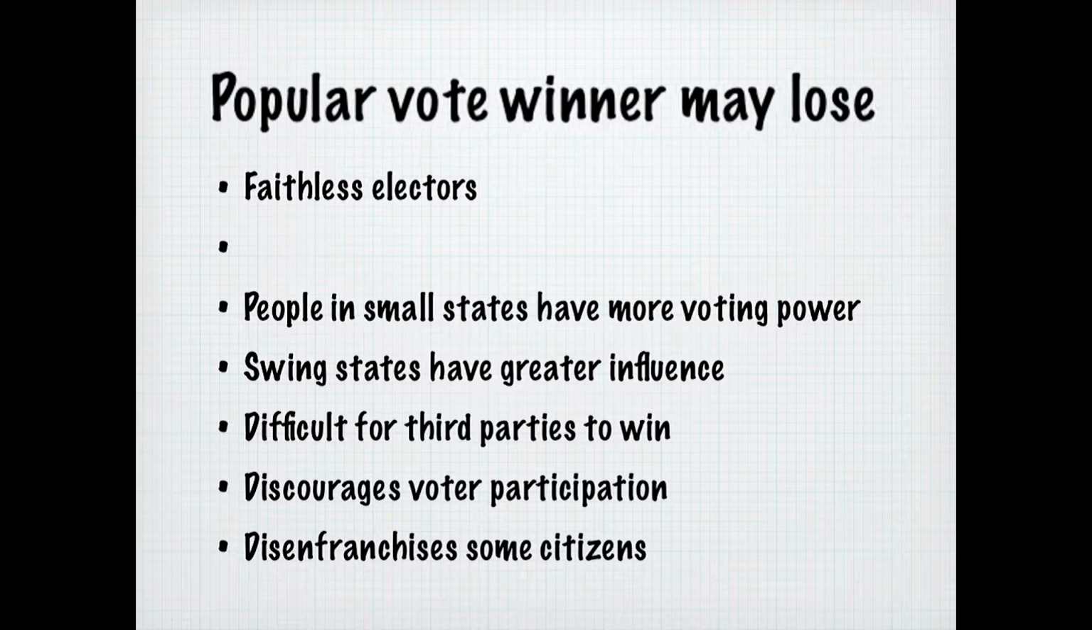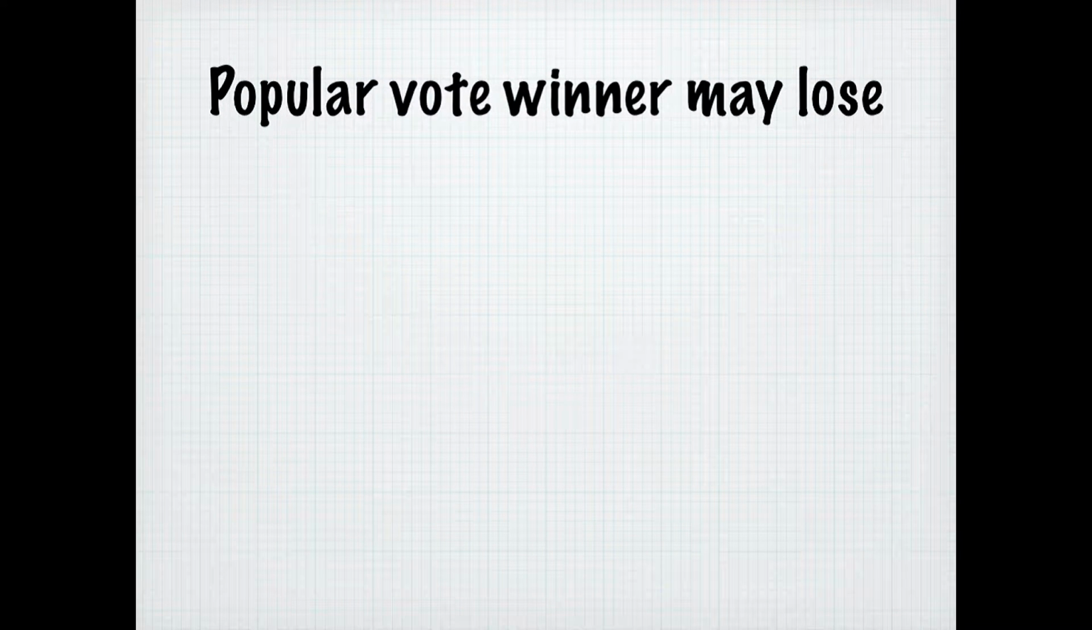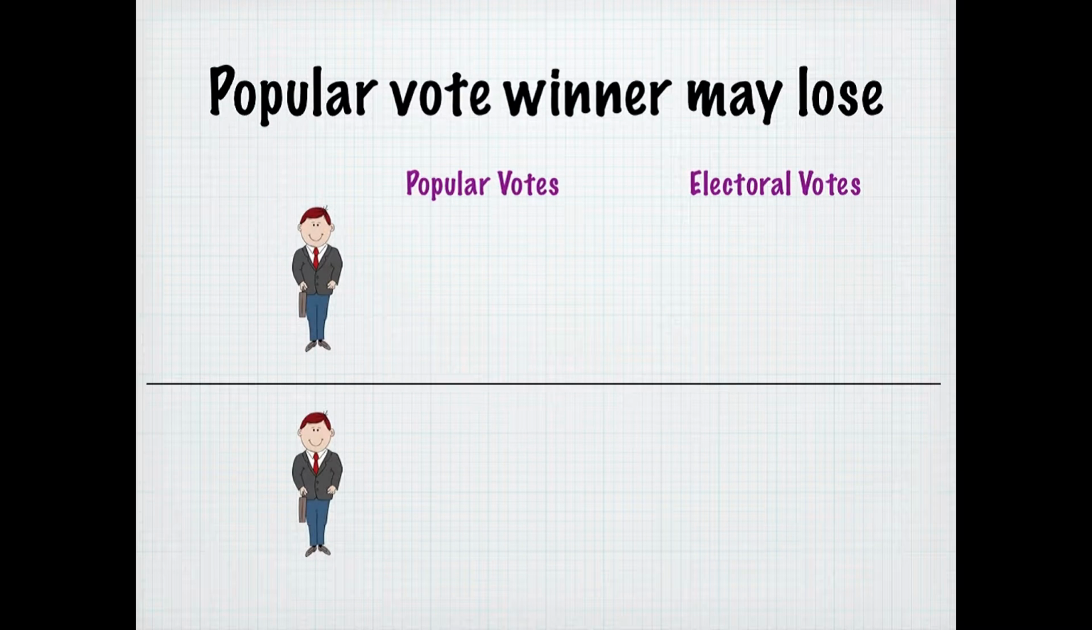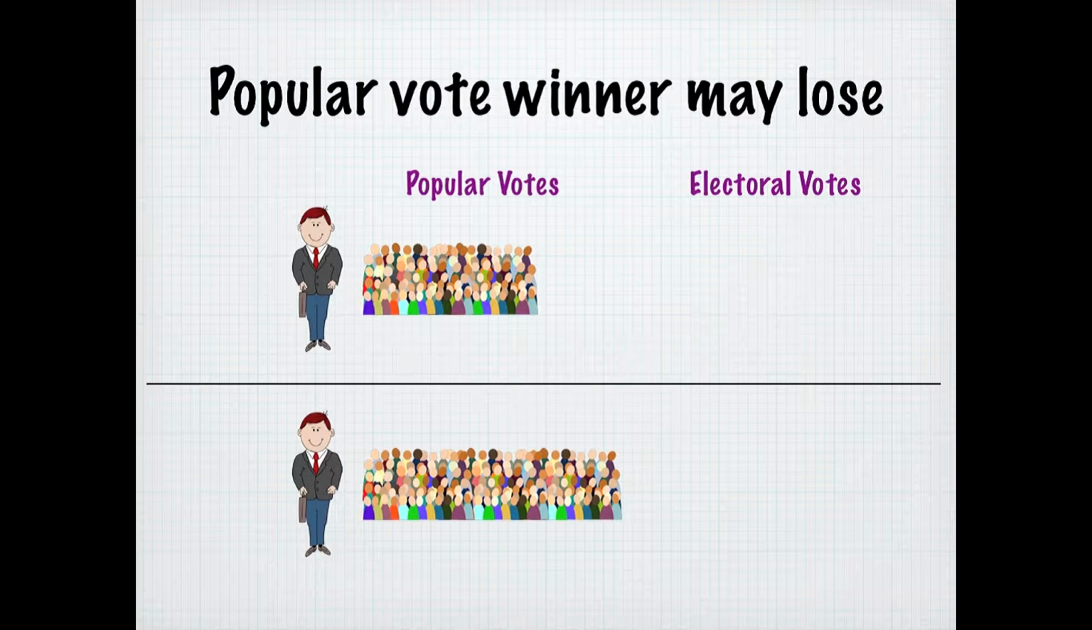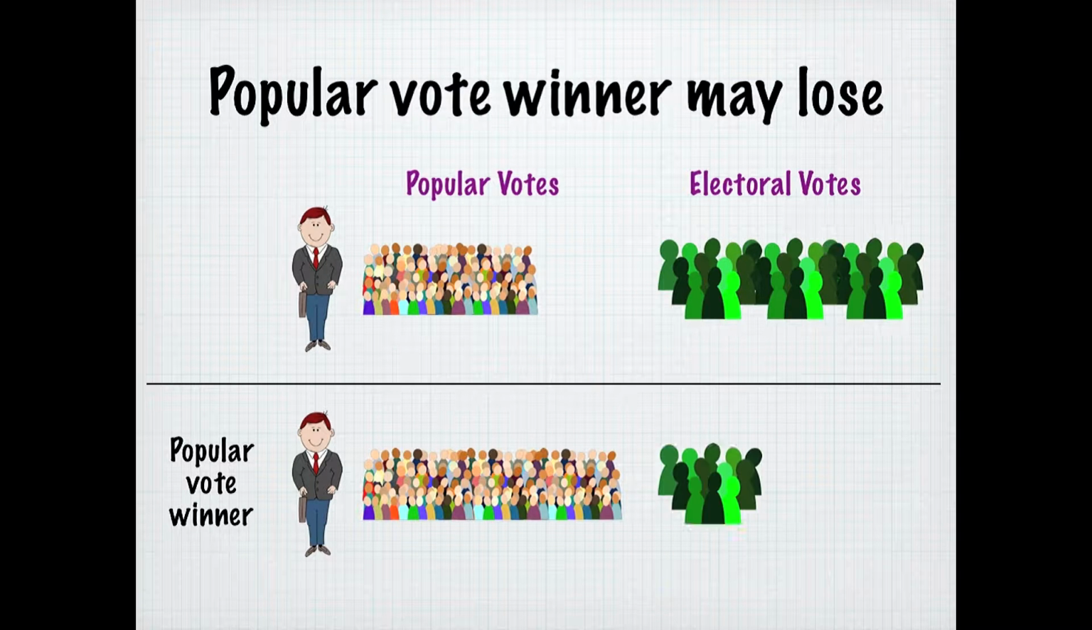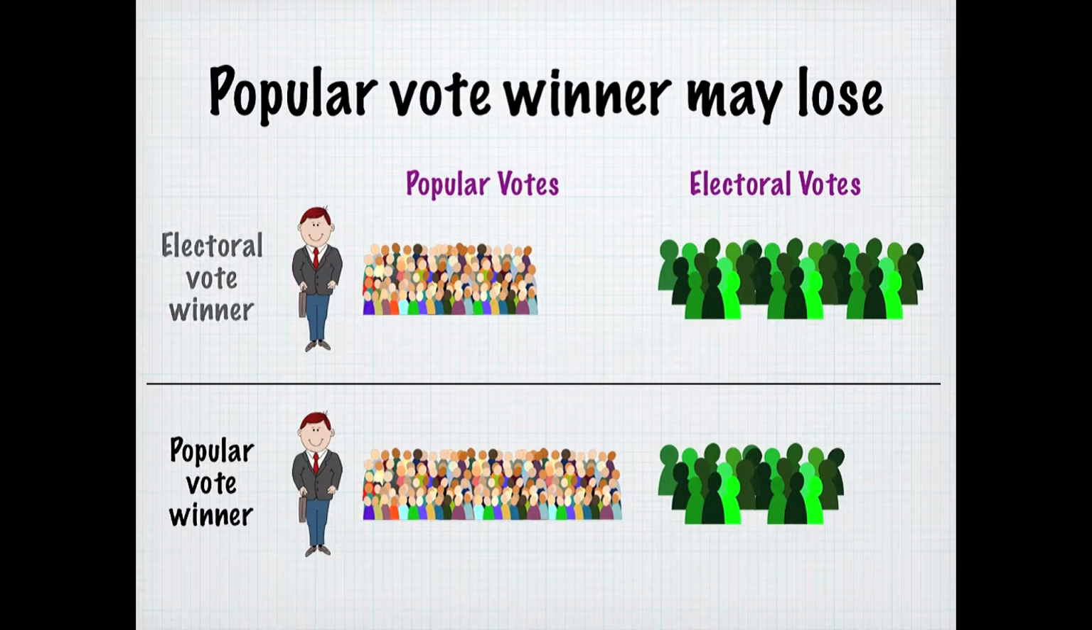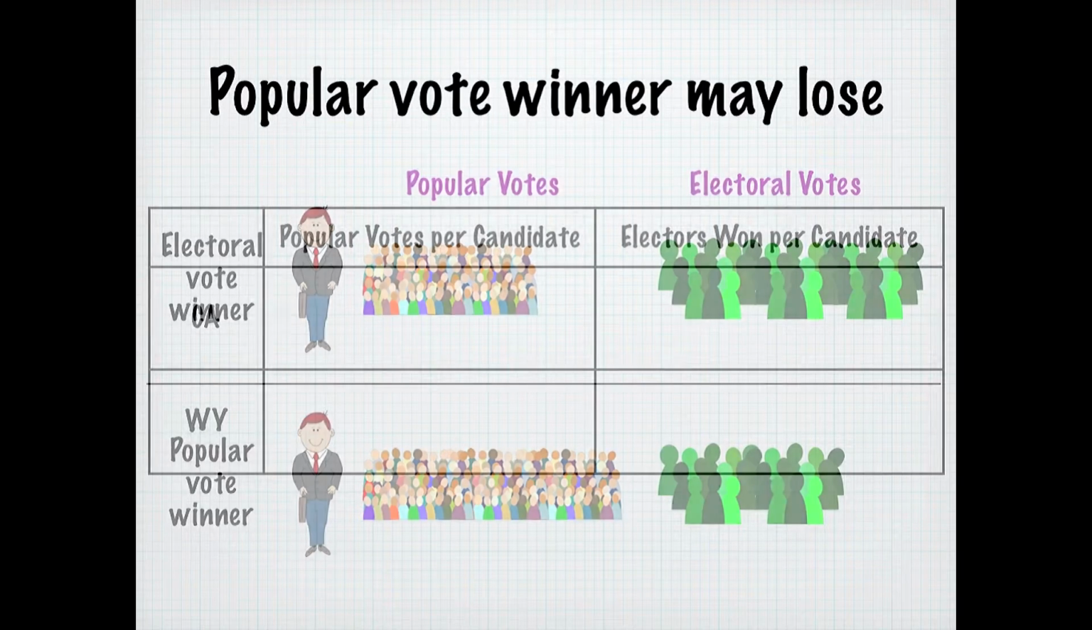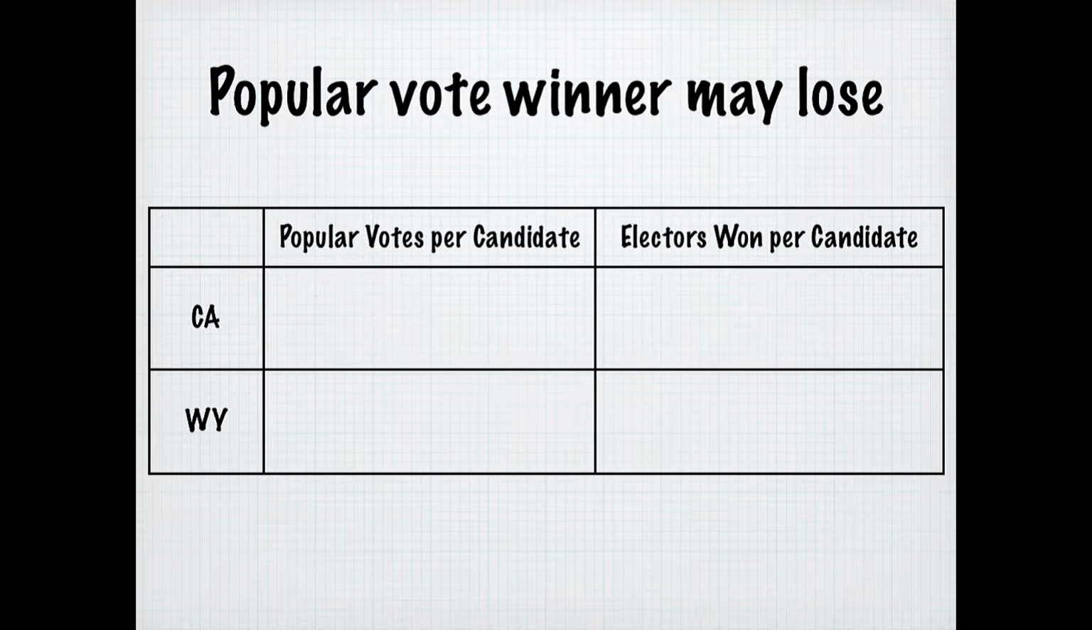Another criticism is that the popular vote winner may lose the election. In the Electoral College system, one candidate can have the most citizens vote for him or her and win the popular vote, and another candidate can have the most electors vote for him or her and win the electoral vote. The candidate with the most electoral votes becomes president even if fewer citizens voted for him or her. A chart showing sample vote totals in just 2 states will demonstrate why this can happen.